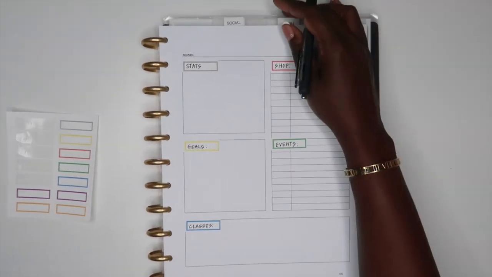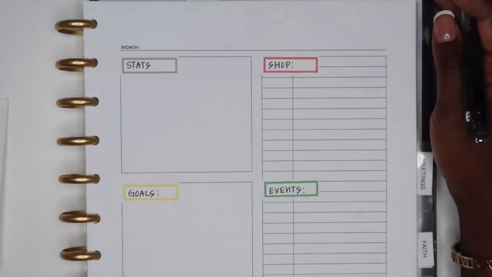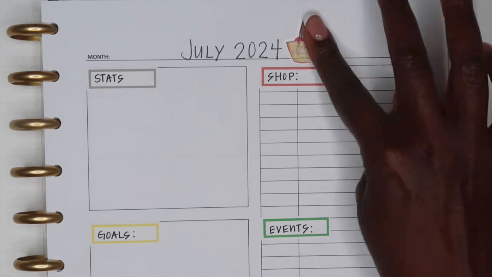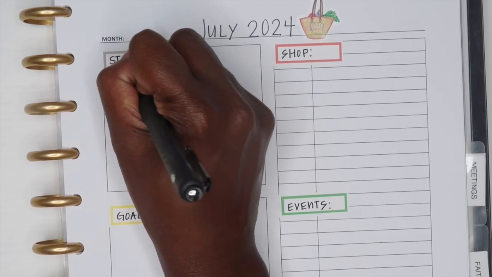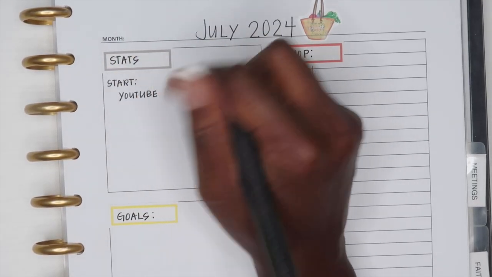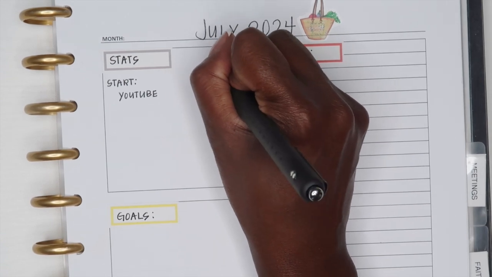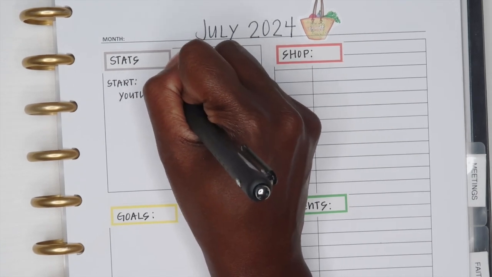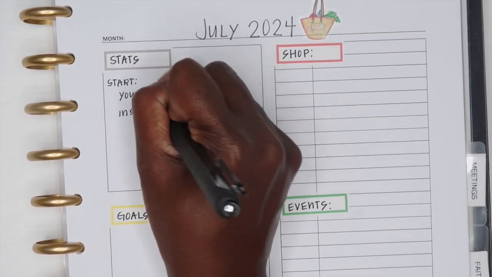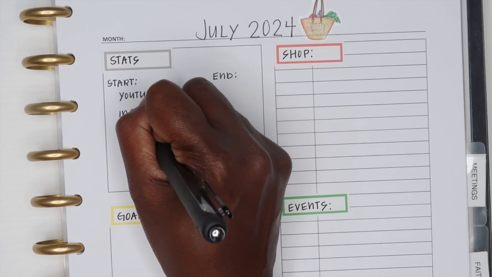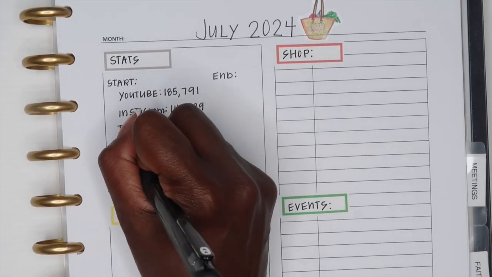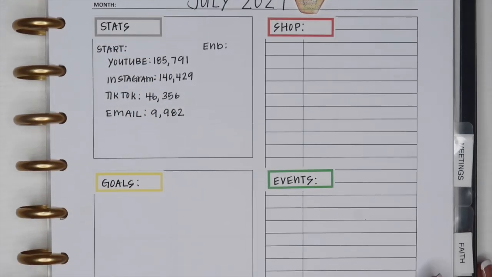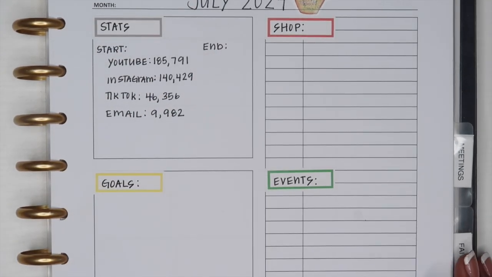Let's zoom you in and let's add the month at the very top here. So I'm going to put my starting stats on this side and my ending here. Okay, my stats are in and I'm going to add in my ending numbers here.